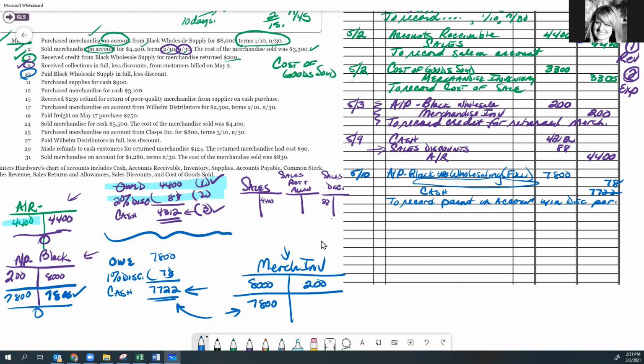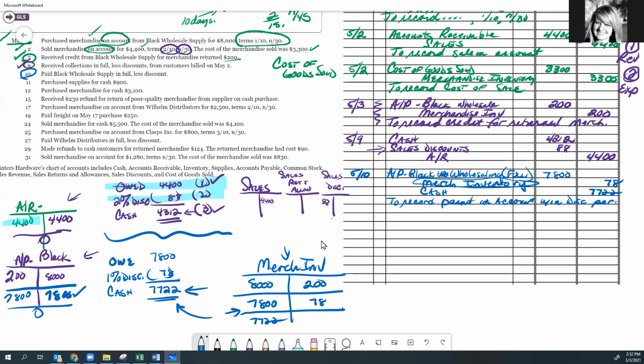So if we were to credit this merchandise inventory account, now its balance is $7,722, what we actually paid for it. So your credit is to merchandise inventory when you take your discount.